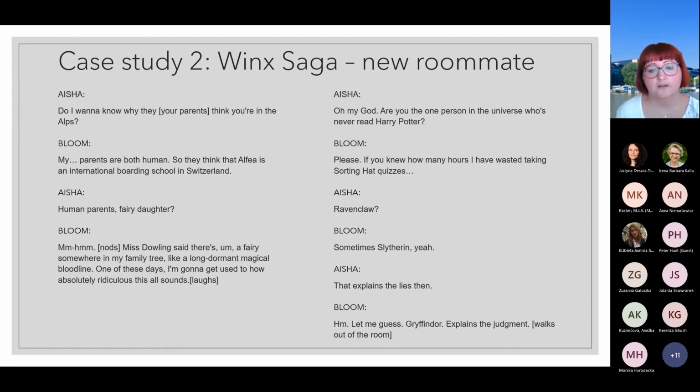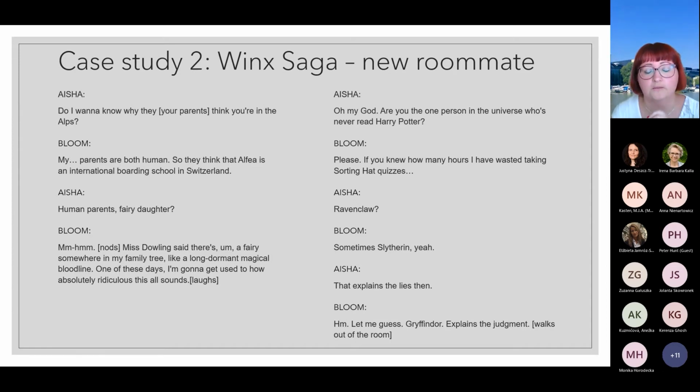Notice how here there is a banter, so they are very playful. When she says, oh, Ravenclaw and sometimes Slytherin, and Aisha sort of counters, oh, that explains the lies, implying Slytherin students are liars. And then Bloom says, let me guess, Gryffindor explains the judgment, to counter this, and walks off, implying that Gryffindor students are so good that they are very judgmental.